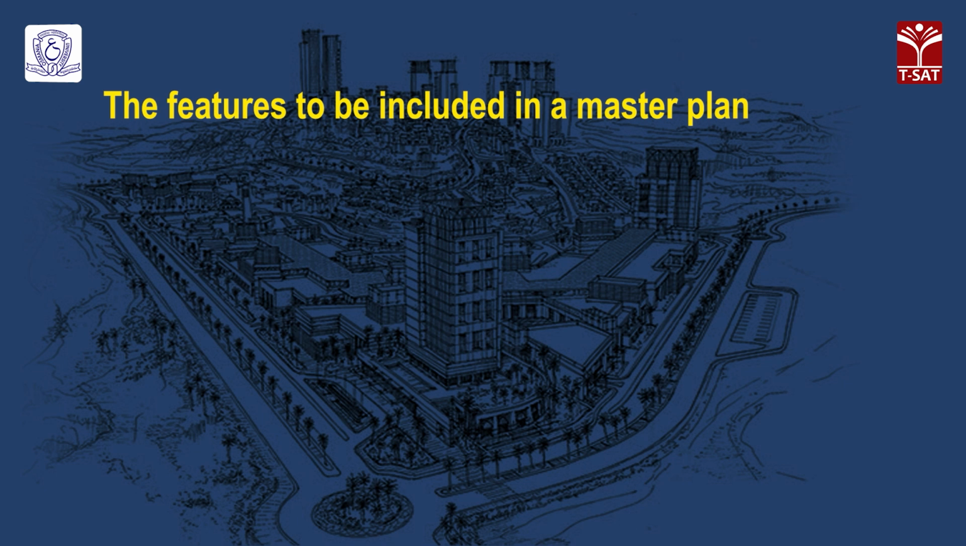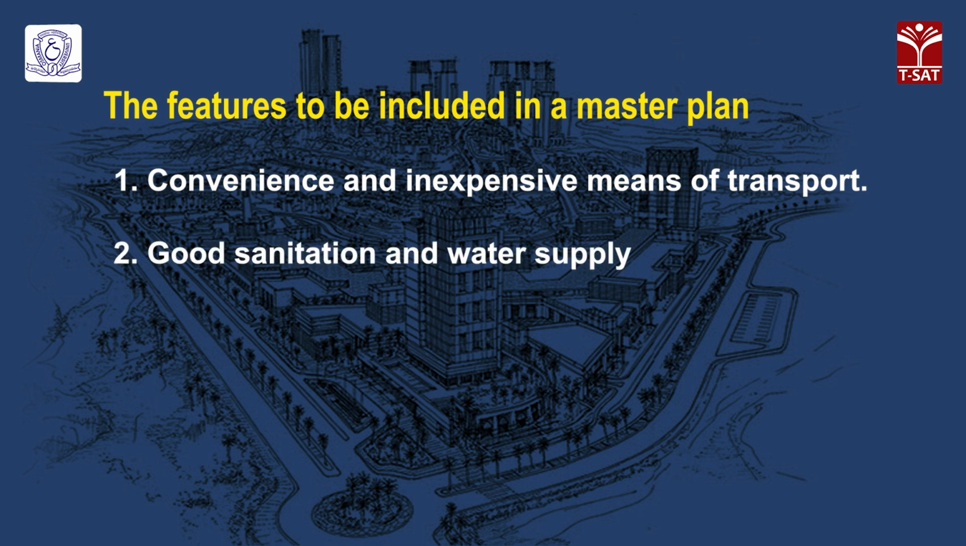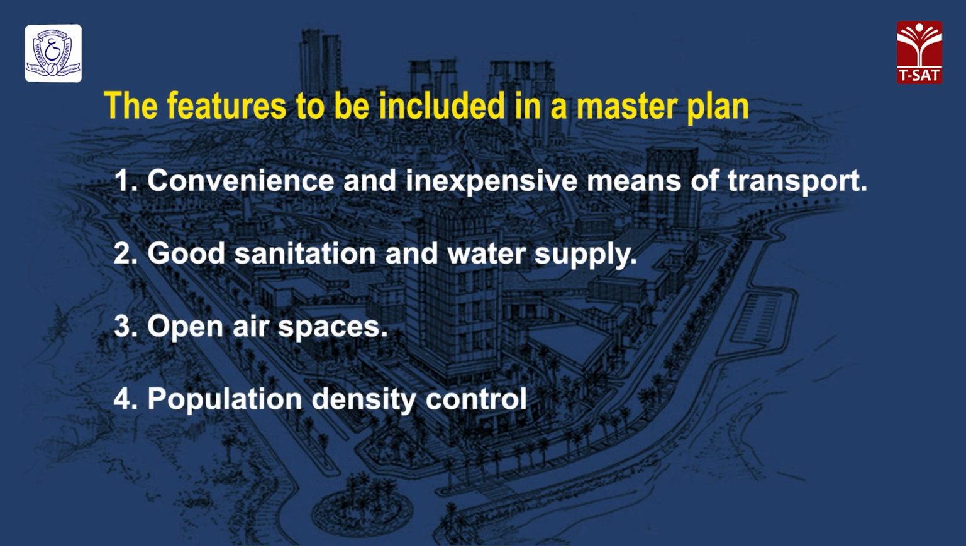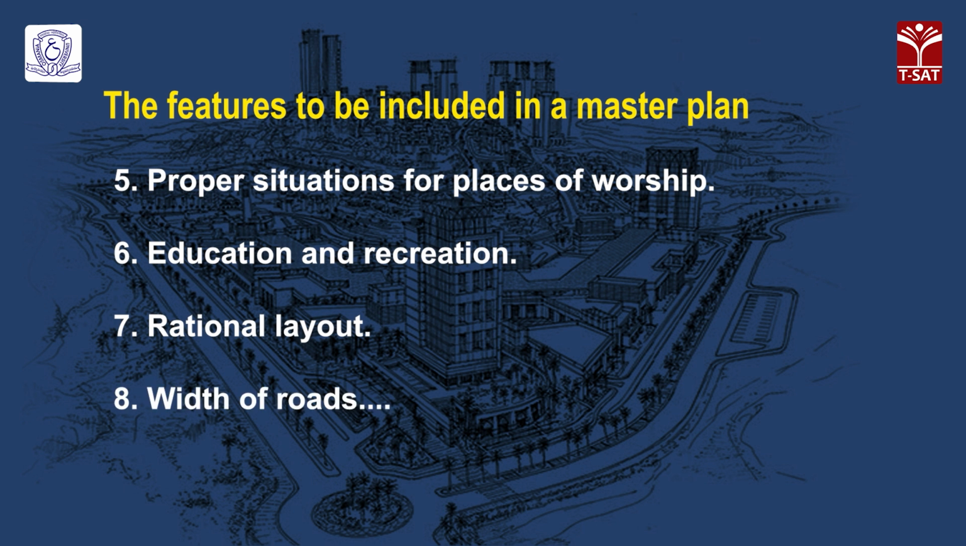drainage, etc. The features to be included in a master plan comprise convenient and inexpensive means of transport, good sanitation and water supply, open air spaces, population density control, proper situations for places of worship, education and recreation, rational layout, width of roads, etc.